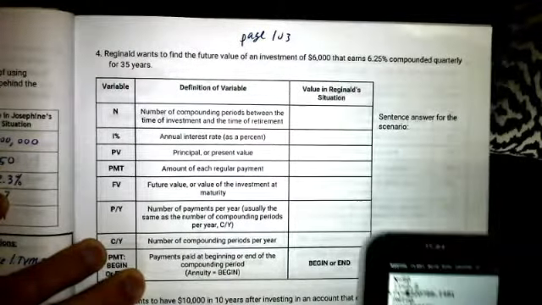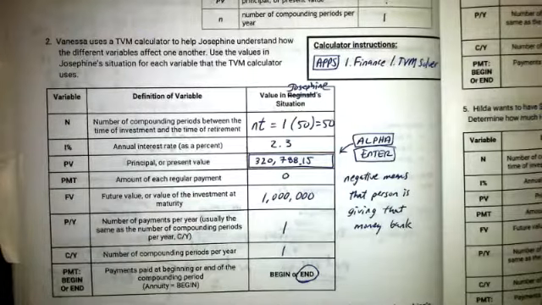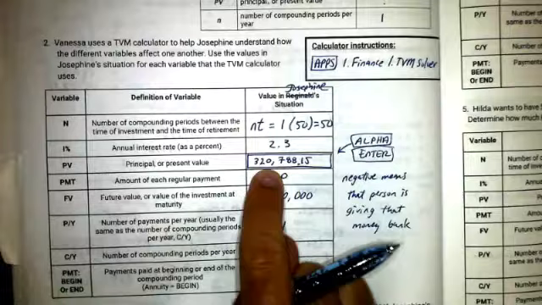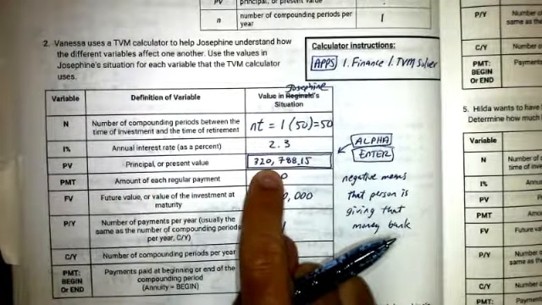All right, page 103. So we used the TVM calculator on our calculators to figure out that Josephine needs a little over $300,000 to have $1 million in 50 years. So that found our present value. Let's see what other things we can find using this solver. Here's a spoiler. It can find anything on here that we want. So let's see what number 4 asks us for.